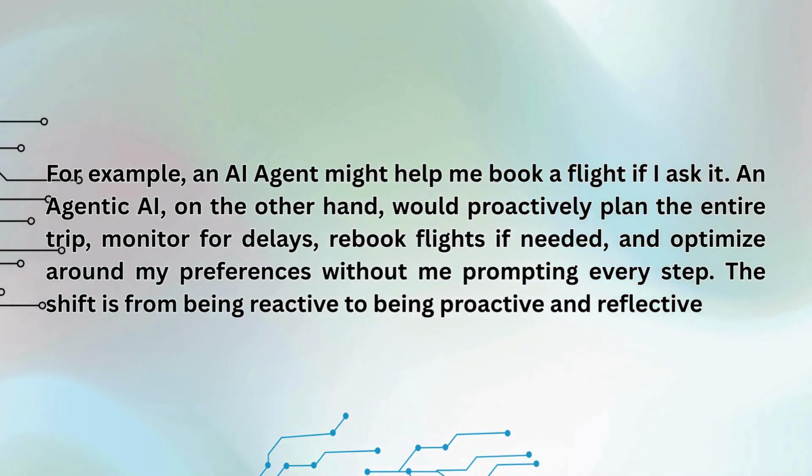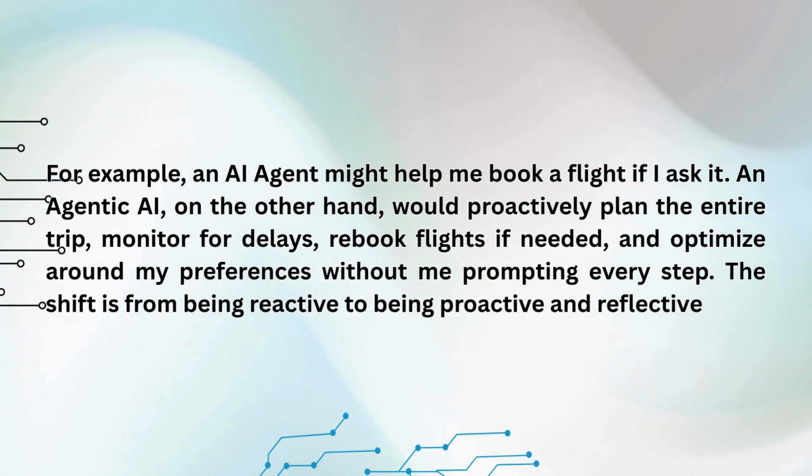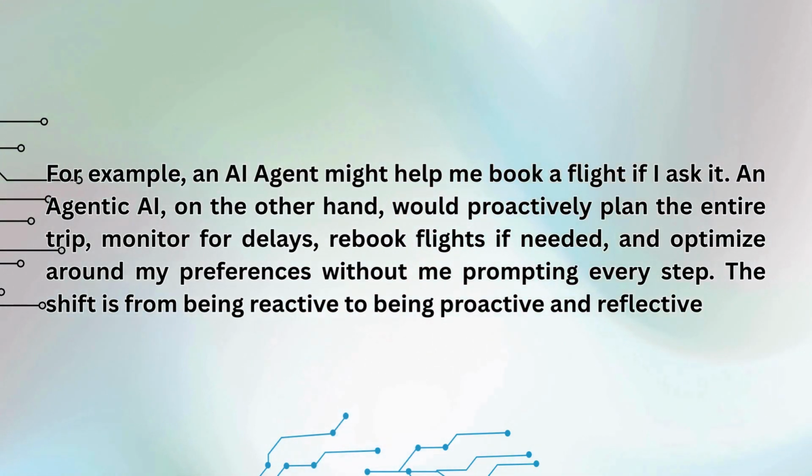For example, an AI agent might help me book a flight if I ask it. An agentic AI, on the other hand, would proactively plan the entire trip, monitor for delays, rebook flights if needed, and optimize around my preferences without me prompting every step. The shift is from being reactive to being proactive and reflective.